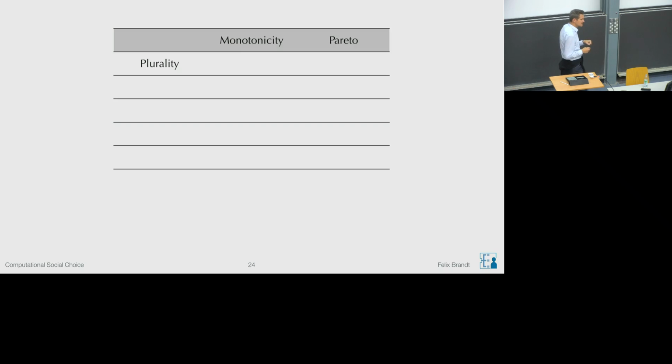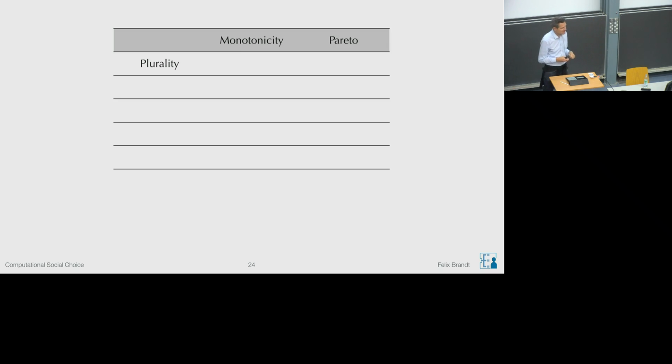Monotonicity means if an alternative wins, it should still be the winner if it is moved up in the preference ranking of one of the voters. So who thinks that monotonicity is satisfied by plurality? Okay, so who thinks it's not satisfied? And everybody else has no clue or didn't listen. But yes, so let's try to have a semi-formal proof of why monotonicity is satisfied. So basically everybody here thinks that it is satisfied by plurality.